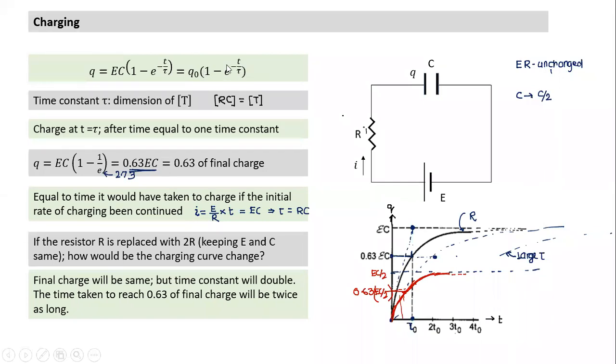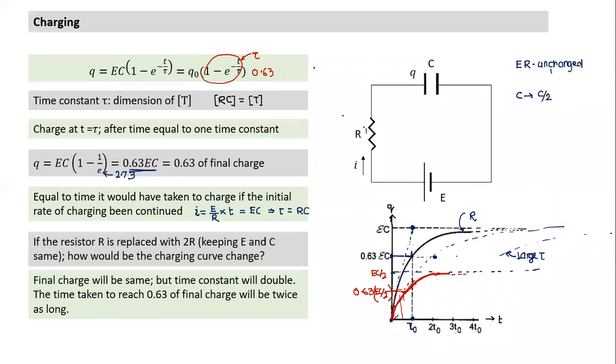In this equation, I again repeat the point here. If t is equal to tau, this expression will always be the same. How much will this expression come to? Always 0.63. For any circuit, if the time is equal to the time constant, at that particular instant the charge will be equal to 0.63 times its final charge value, or Q naught value. So here also, since the final charge is EC by 2, 0.63 times that is 0.63 EC by 2, the time taken will be equal to the new time constant.